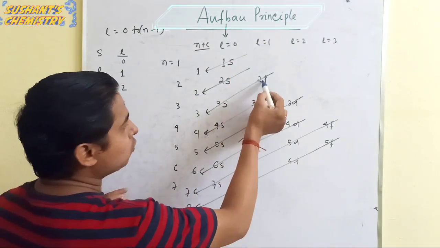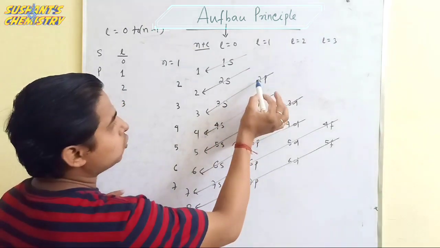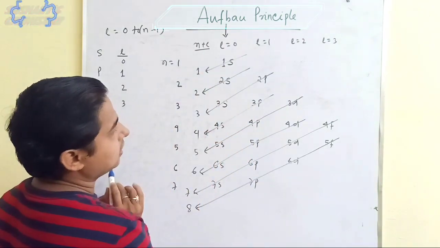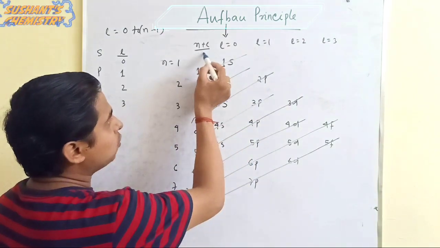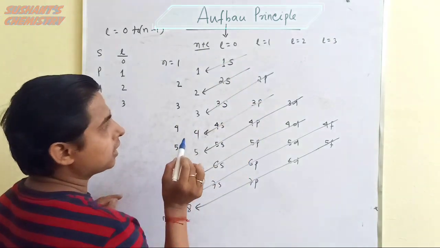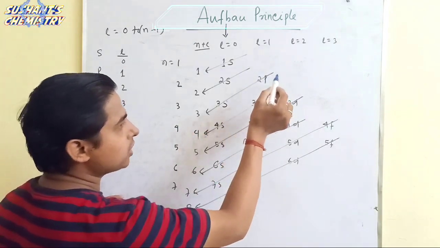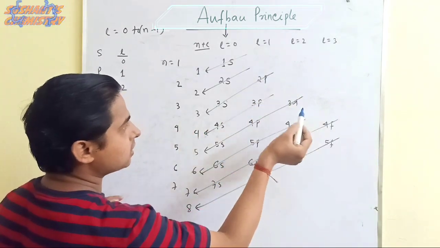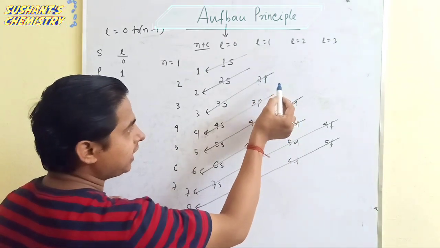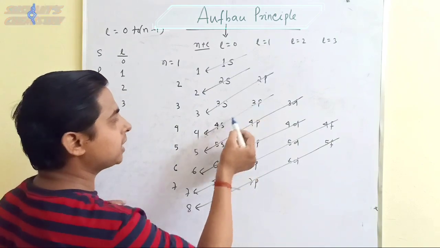Similarly, between 2p and 3s, the value of n plus l is 3. The n plus l rule tells that when two or more subshells have the same n plus l value, the one with the lowest value of n has the lowest energy and is filled with electrons first. That is, the 2p subshell has lower energy and is filled before the 3s subshell.